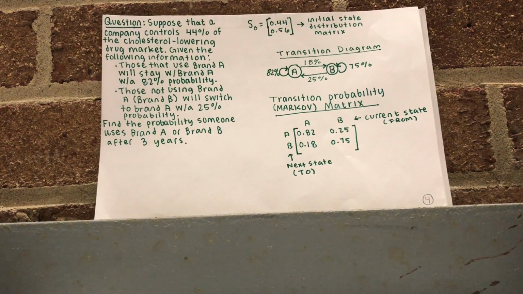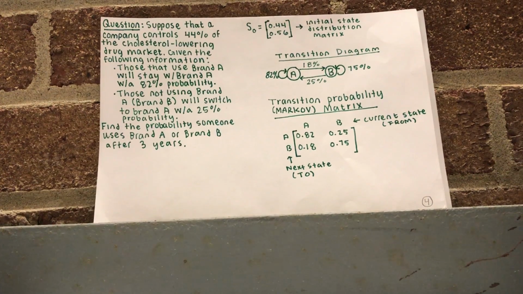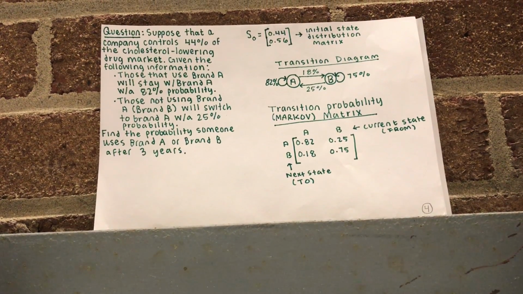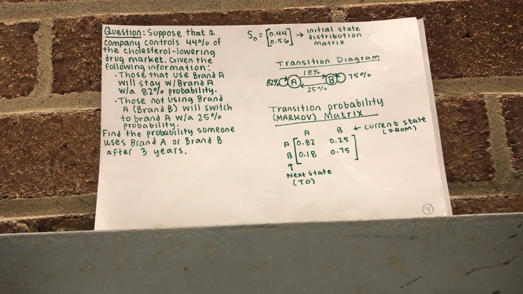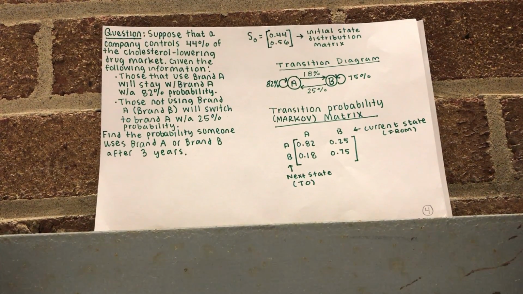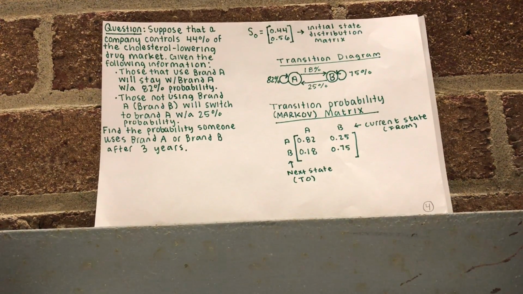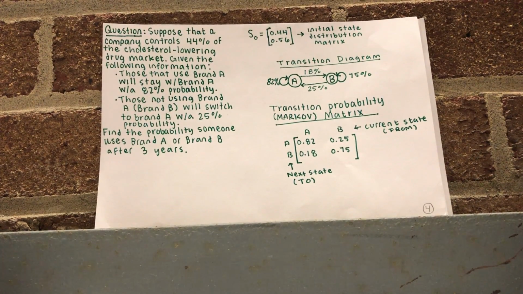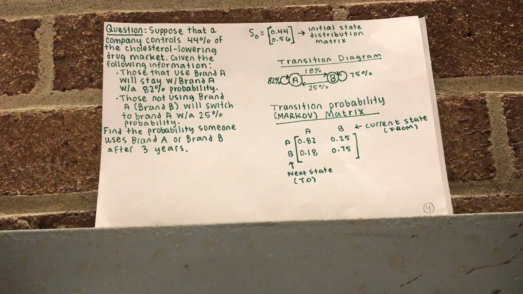Here's a question. Suppose that a company controls 44% of the cholesterol-lowering drug market, given the following information. Those that use brand A will stay with brand A with an 82% probability. Those not using brand A, brand B, will switch to brand A with a 25% probability. Find the probability that someone uses brand A or brand B after 3 years.